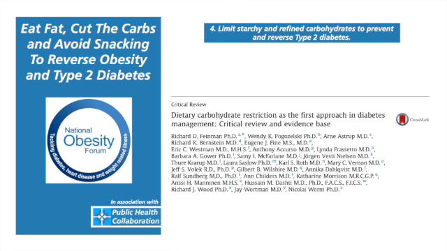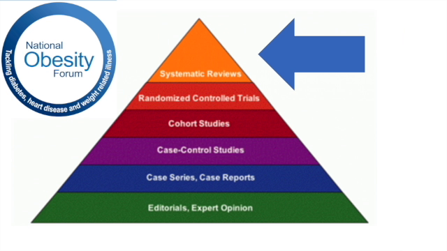This one, National Obesity Forum: eat fat, cut carbs, avoid snacking to reverse diabetes. And one of their points is to limit starchy and refined carbohydrates to prevent and reverse type 2 diabetes. One of the main studies they draw upon is "Dietary carbohydrate restriction as the first approach in diabetes management: critical review and evidence base." Looking through this, they've pulled multiple data from multiple sources, and I would argue in terms of evidence, it's probably up there. Maybe not quite a systematic review, but it's not far off.